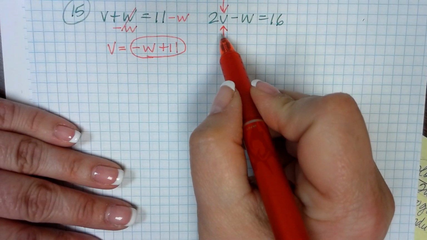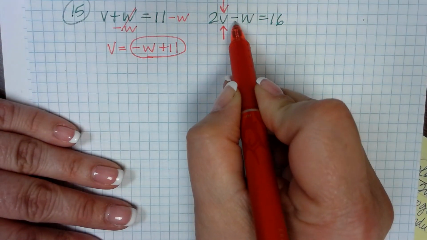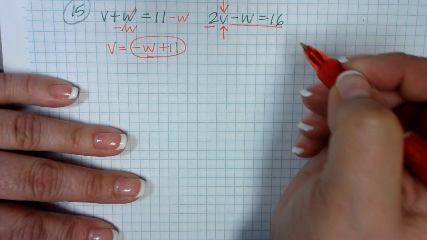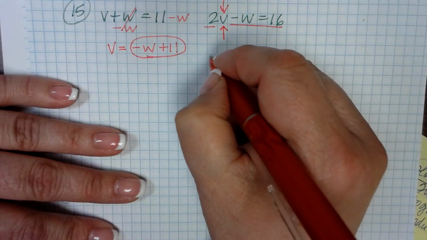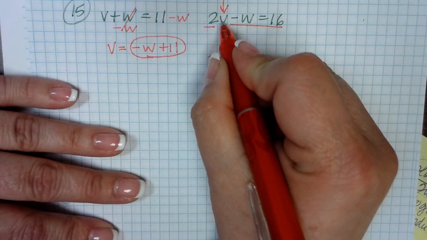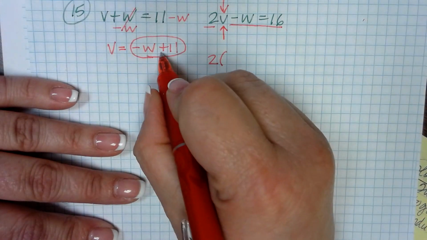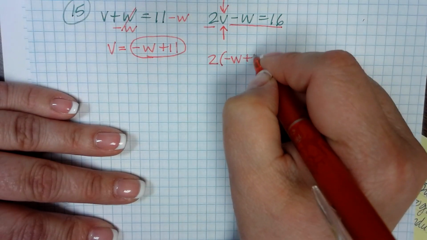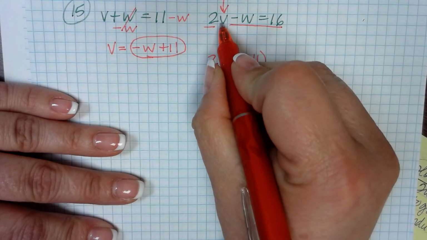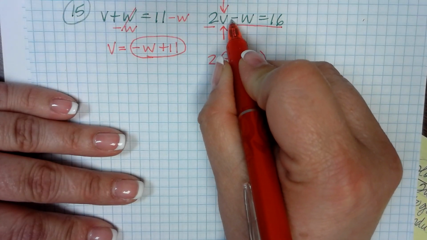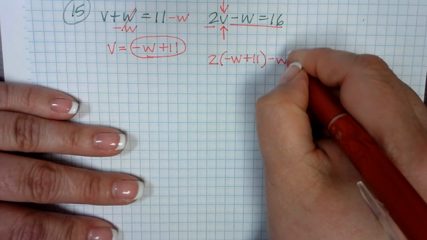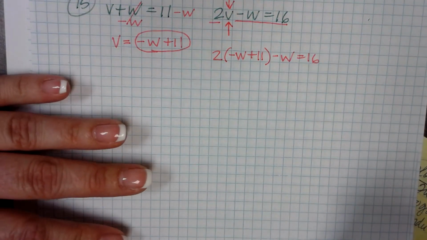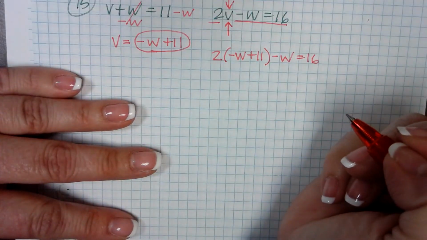Now I want to remind you that everything in front of the V and then everything after the V will be included in your new problem. So you'll have 2, and 2 is multiplying by V, so I'm going to say times, and I'll plug in my new V, negative W plus 11. Right, so here's my V. Now don't get confused, we're going to write the rest. Minus W is equal to 16. So write that carefully. And I will go ahead and solve here.